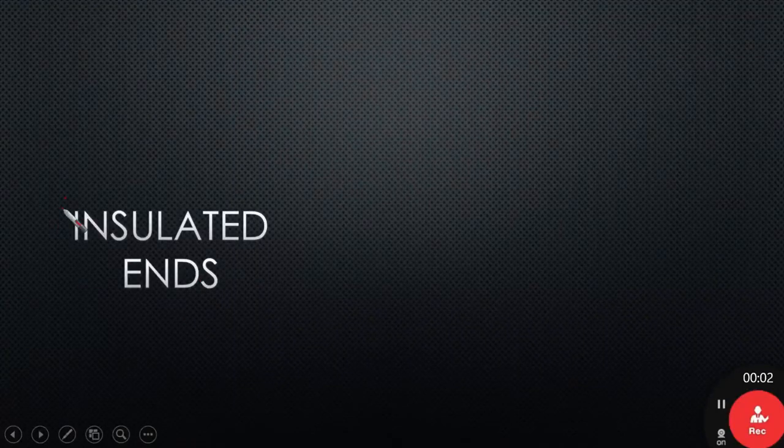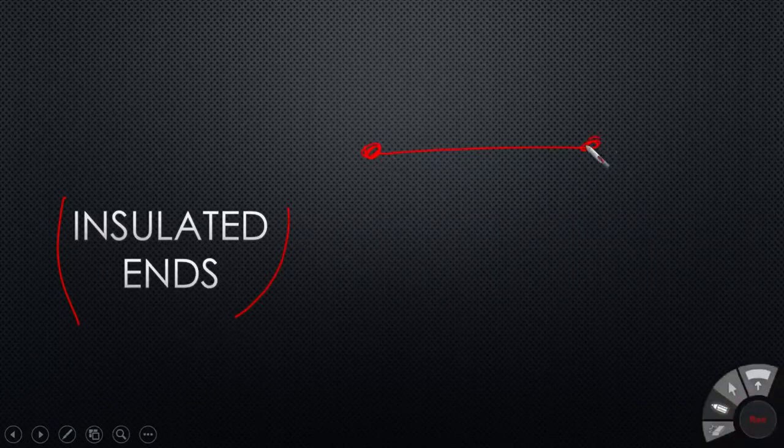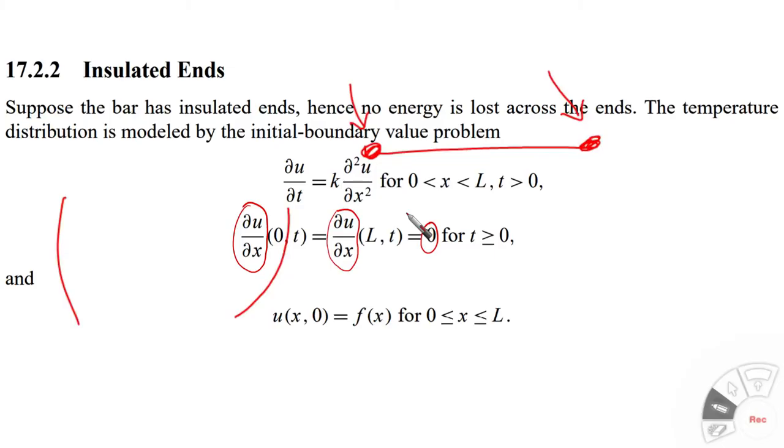Okay, so in this video I'm going to talk about the insulated ends case, where the ends of the bar are going to be insulated, and how we can solve our heat equation in this case.